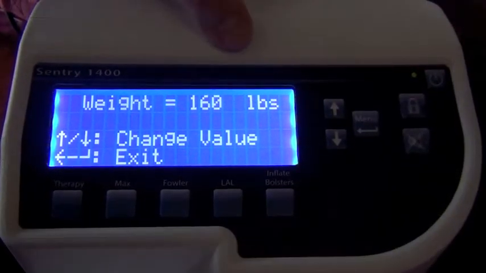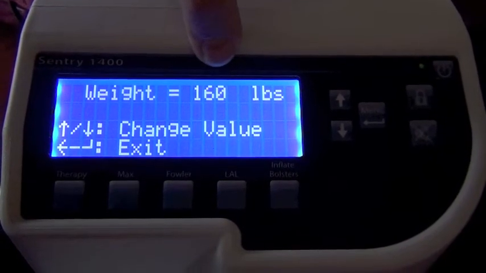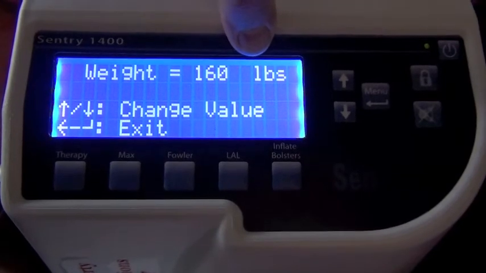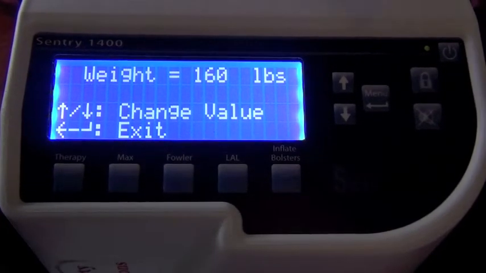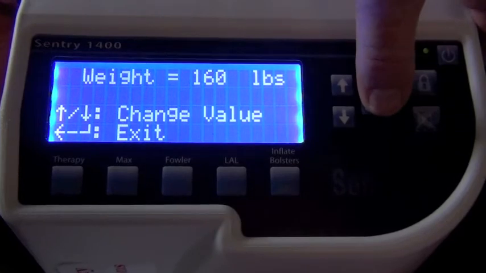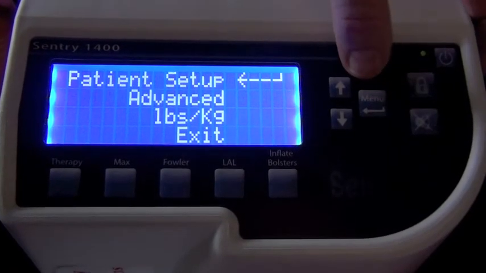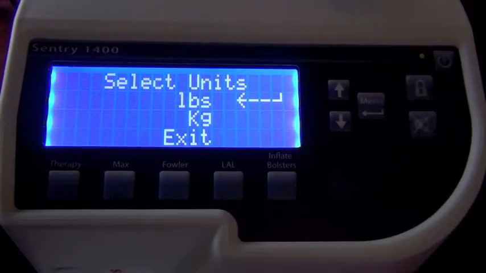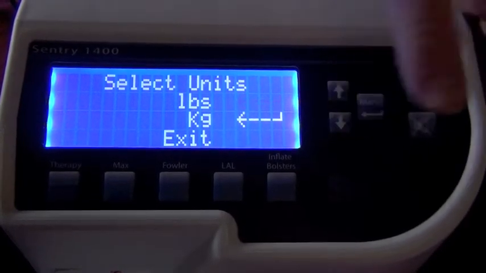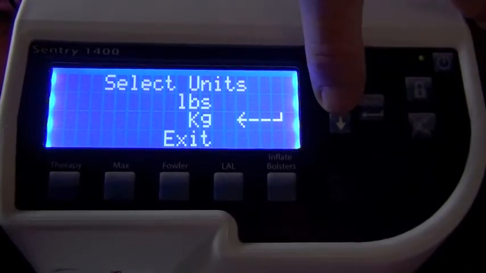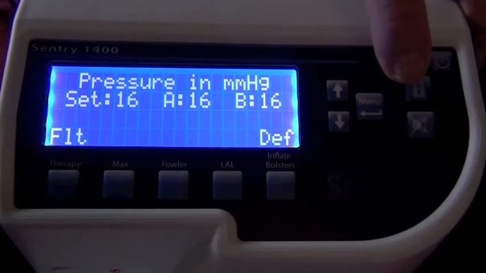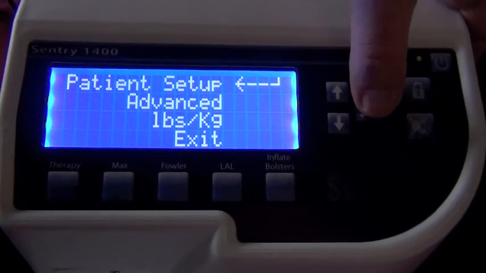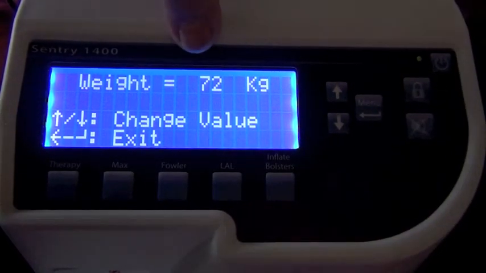If I push the button again now, it allows me to enter the patient's weight. In this particular screen, it's in pounds. We have the ability to choose between pounds and kilograms. And that again is on your main menu screen, and I'm going to go back there now just to show you that. If we toggle down to pounds and kilograms, now we have the ability to make that selection. So if you're using kilograms in your facility, you would select kilograms and then hit the menu button again, and now we're ready to do patient setup and to enter the patient's weight in kilograms.